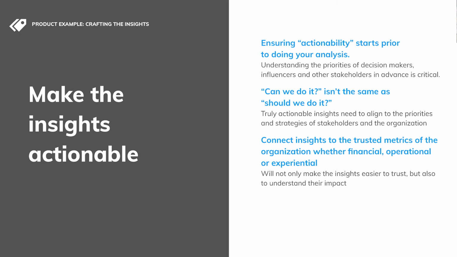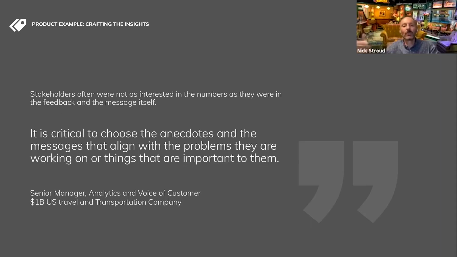The last bullet we thought was really interesting in that it's this idea that if we can connect feedback to metrics that are really trusted by the organization, it will make the feedback and the insights easier to connect. It'll make the insights easier to trust by those individuals, but it will also easily correlate or connect to their impact, because whether it's financial or operational, those other metrics already have resonance, and so they don't need to make such a leap to understand them.